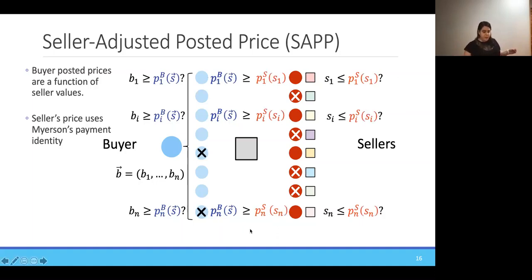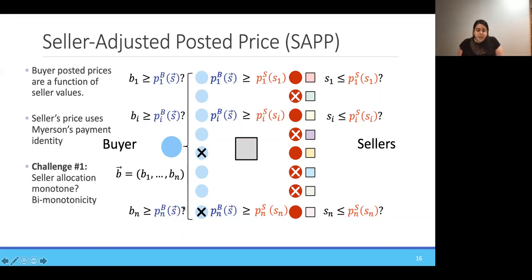So this function here is just Myerson's payment identity. The thing is, if we're using Myerson's payment identity, then we need to make sure that the allocation is monotone, or we can't use the payment identity. So this is our first challenge, and the way we deal with it is we introduce a concept called bimonotonicity.